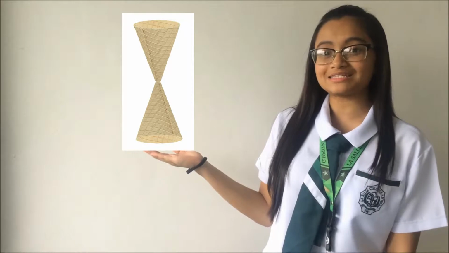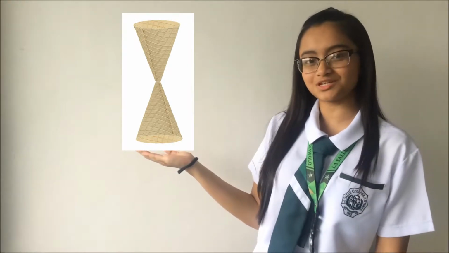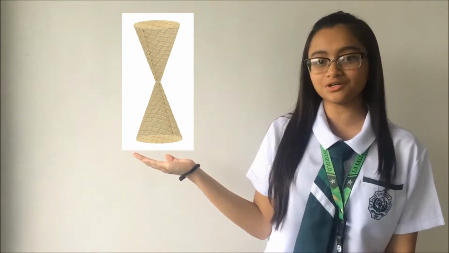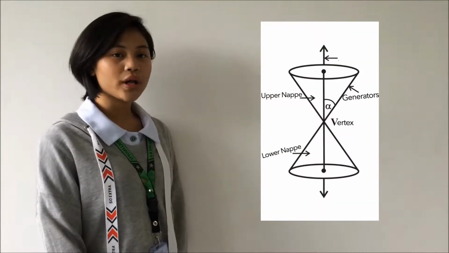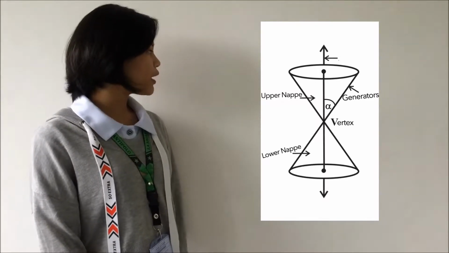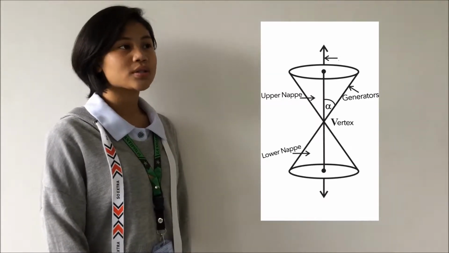Imagine two identical ice cream cones put together with their tips touching. That's how a double knot circular cone looks like. Teacher Chanel, can you please discuss its parts? So in this figure, we have 7 parts. The upper and lower knot cones, the two main parts of a double knot cone.